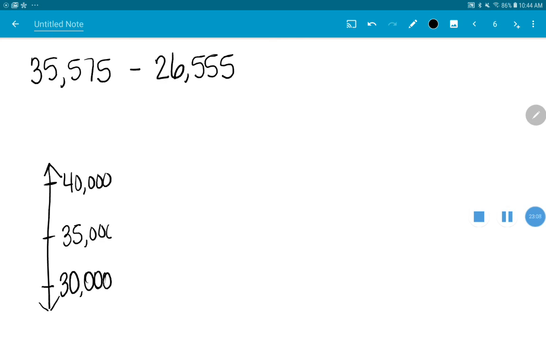Good. Where does 35,575 go, Cash? It's a little more than our midpoint, isn't it? Yeah, it's 575 more than our midpoint of 35,000. So is it going to be closer to 30,000 or closer to 40,000? 40,000. So we'll round that to 40,000.